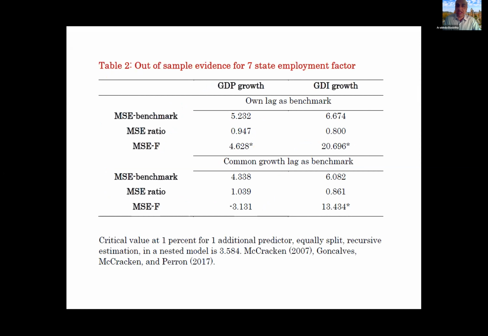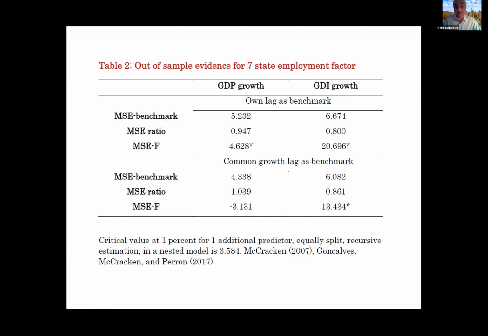Out of sample, so individually, I check GDP growth and GDI growth out of sample results. If you take their own lag as benchmark, I see a 6%, 5% gain in GDP growth, 20% gain in GDI, so quite a bit. Okay, so next, maybe this is too relaxed. So I use a different benchmark and use the common growth rate that I estimated, like ADNSS. First thing you should notice is both GDP and GDI, the MSE reduces quite a bit with common growth rate. So this is a higher benchmark to beat.